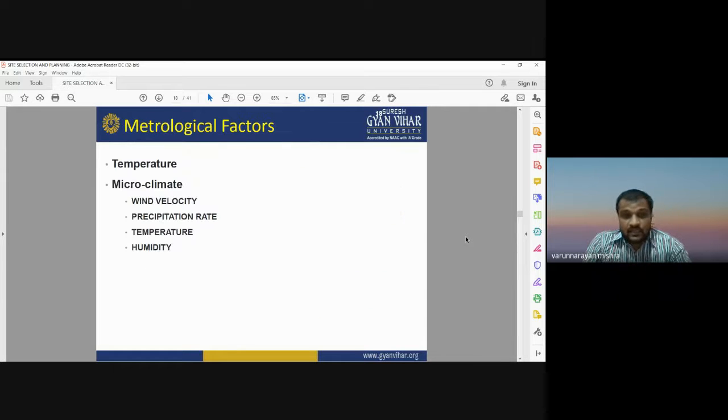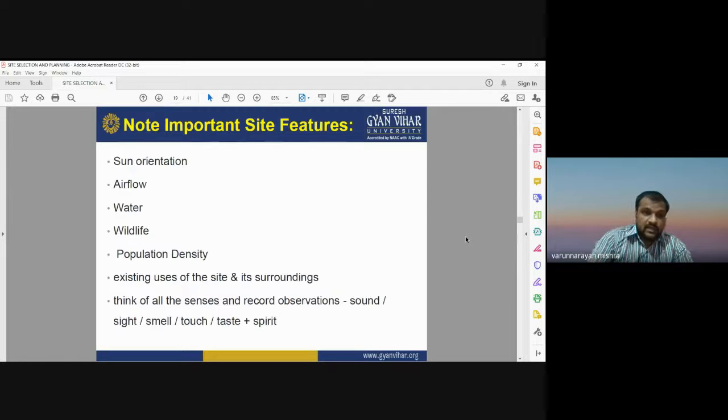Okay, then another natural factor is the meteorological factor. Meteorological parameters are also important natural factors that affect the selection of a site. Temperature is an important factor. Then the microclimate of that study area. Microclimate includes the wind velocity, the precipitation rate, and humidity. These are the meteorological factors, and they should be taken into consideration before any kind of site selection, before any kind of developmental activities.